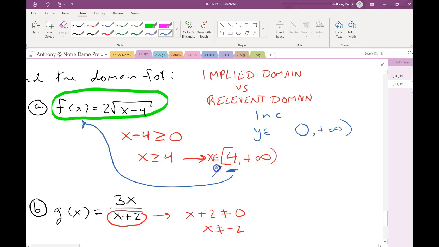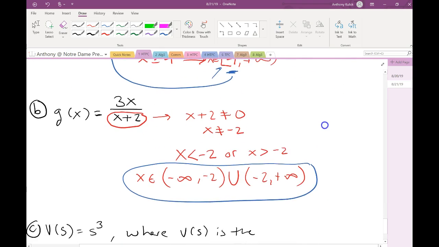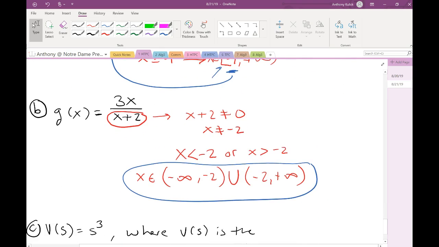And because 4 is included, what's going to happen to 0? Also included. Is everybody clear on how we got the 0 there? Okay. Does that feel reasonably comfortable? All right. Let's look at B.